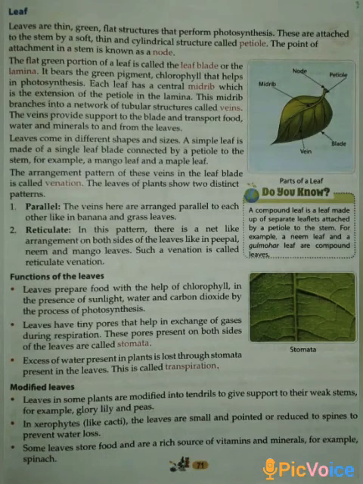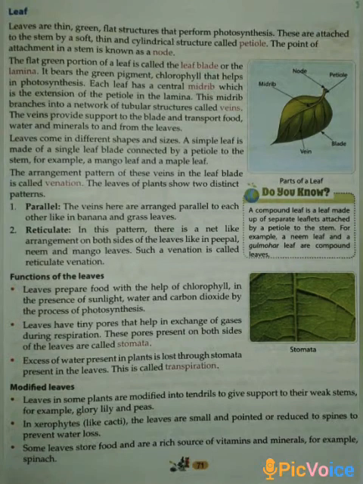Leaves come in different shapes and sizes. A simple leaf is made of a single leaf blade connected by a petiole to the stem. For example, a mango leaf and a maple leaf.